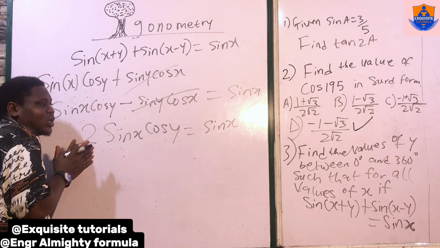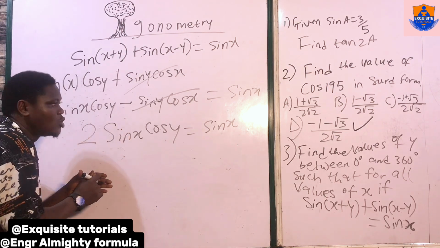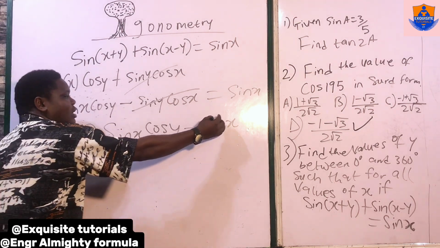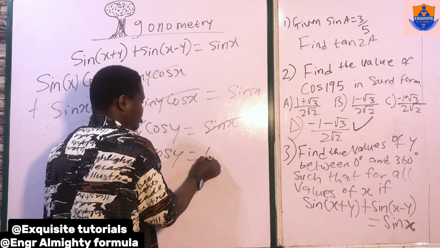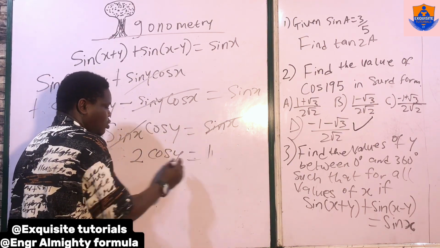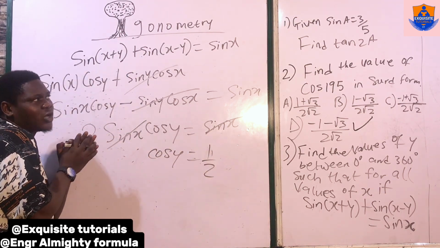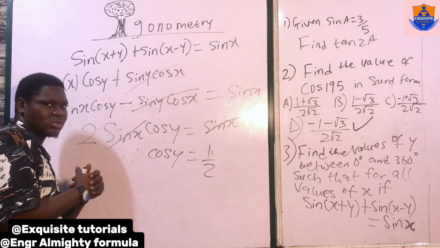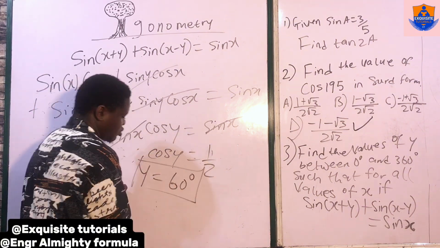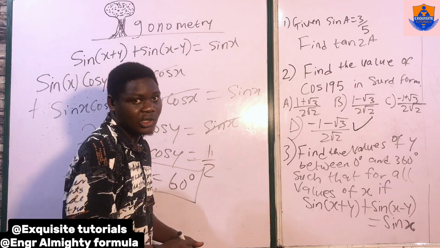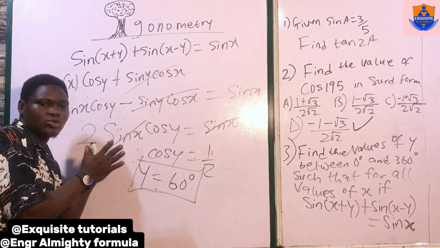Now you can see that we can divide. We can actually look for sine x here. So how do I look for sine x? I can divide both sides by this. I will have 2 cos y equals 1. So if I divide both sides by 2, I'll have cos y equals 1 over 2. Now, what angle has a cos of 1 over 2? 60 degrees. So y is 60 degrees because cos 60 degree is 1 over 2. I think there's another angle that makes this true, but I think we'll choose only one value.